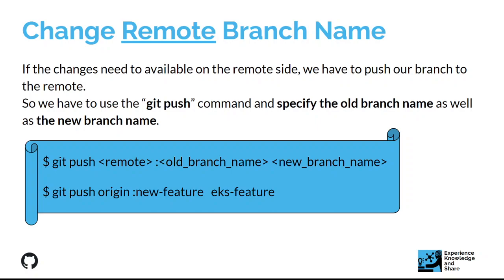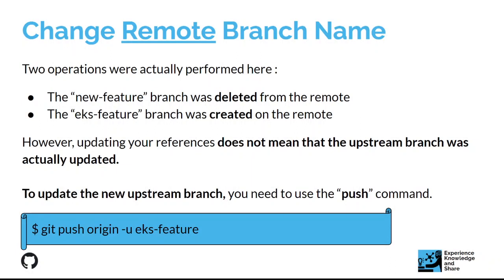Once you do this, it will do two operations. The new feature branch will be deleted from the remote, and the EKS branch will be created on the remote. However, updating your reference doesn't mean that the upstream branch will actually update. So to update the upstream branch, we need to use the push command. What we need to do now is git push origin, considering our remote is origin, then -u, then EKS-feature.